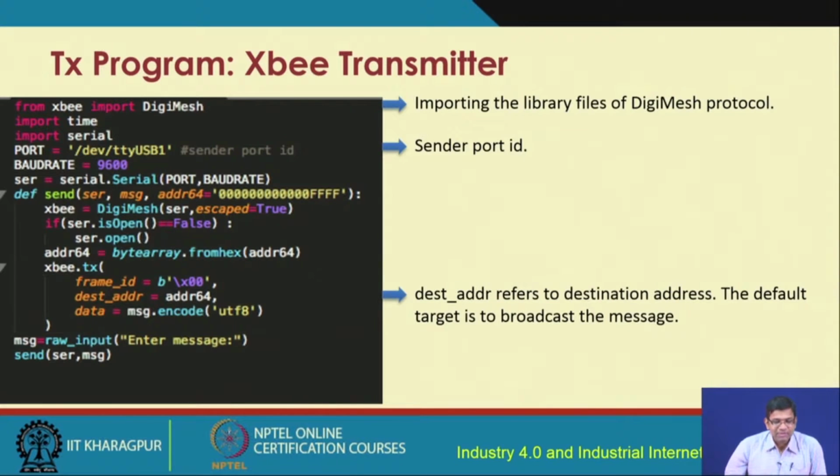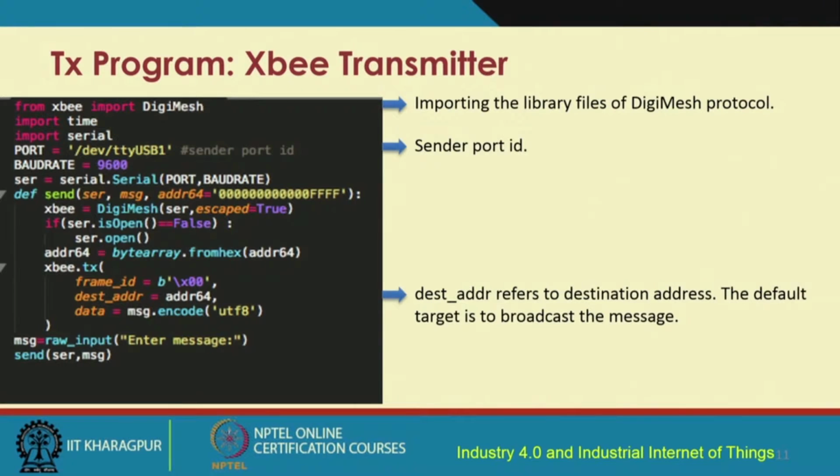For the transmitter program for XBee, this is a screenshot of the transmitter. This part talks about importing the DigiMesh library. The sender port ID is set through this particular command line, and the destination address is set through this particular line of code in Python, and the default target is the broadcast mode of communication.